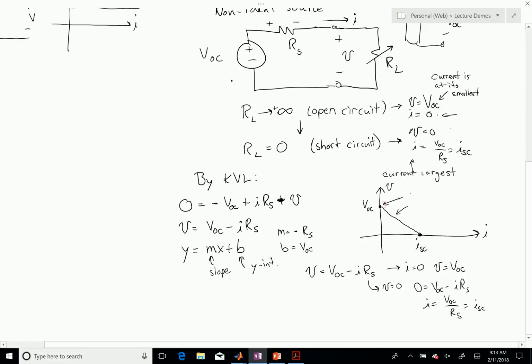So up here I have RL equal to infinity. Here I have RL equal to 0. And anywhere on this line is basically for an RL anywhere in between those two extremes. Essentially, it gives me the range of possible voltages and currents I can see at the output terminals of this particular circuit, all right?